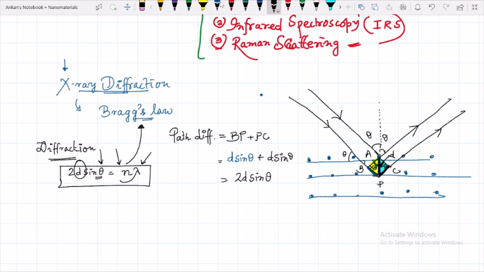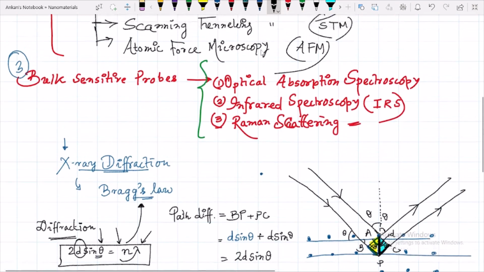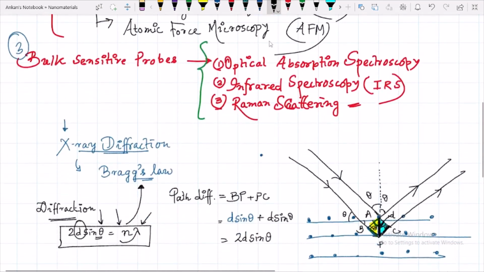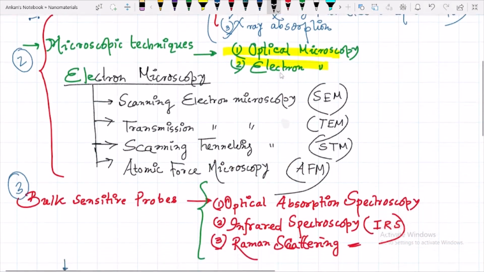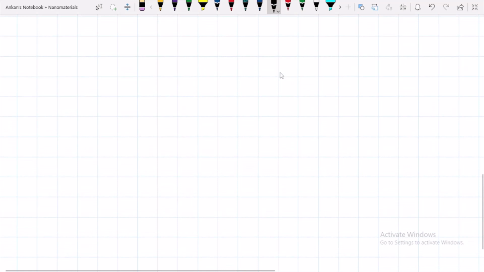Now we become interested to study the image of the surfaces of the nanostructure material. For the study of nanostructure material, we have to apply some microscopic technique to magnify the nanomaterial, because nanomaterials are very small, of the order of nanometers. So for the magnification we at first use optical microscopy.